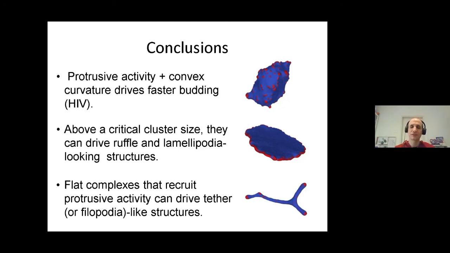And I didn't show you the results, but if I just keep activity, but I make these proteins completely flat so that they have zero spontaneous curvature, just like the blue membrane all around them, then you have another shape transition into these very dynamic long tethers, maybe looking like a filopodia, although we don't think so. But just to show you that it's the combination of spontaneous curvature plus activity that gives you a very interesting range of shapes that are observed also in living cells.